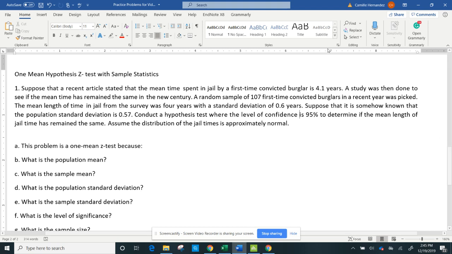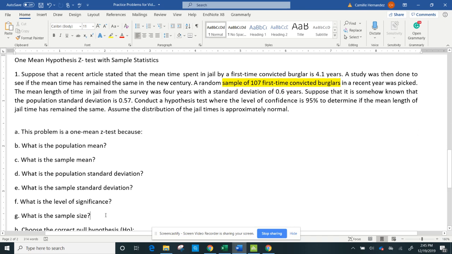So the first thing I'm going to look at is I have a sample of 107 burglars. Okay, I have a sample. So what does that mean? That's my sample size. So I have 107 burglars. Okay. And then it wants to know, let's do this. I'm going to keep going with that.